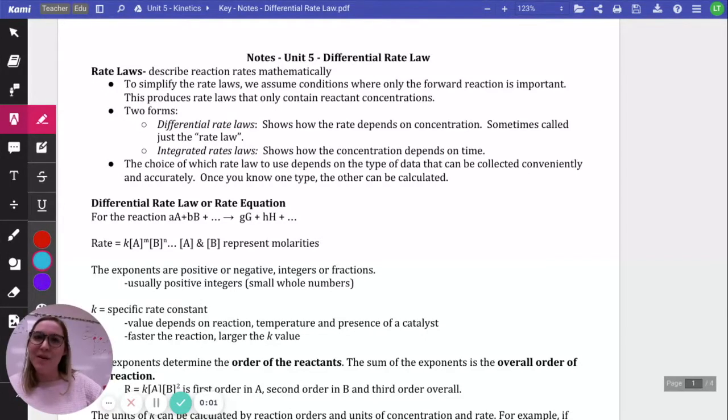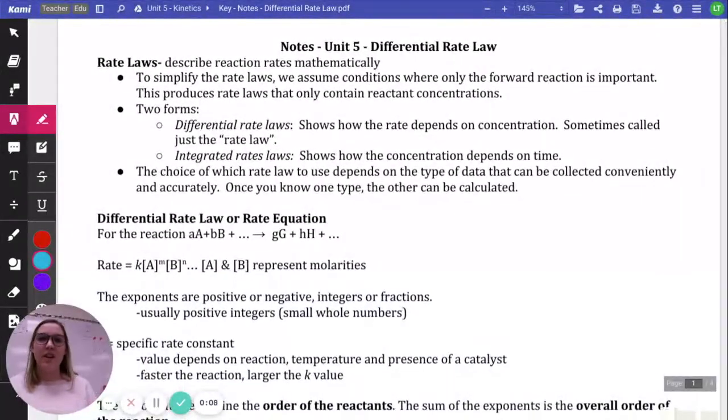Welcome back. In this video, we are going to be talking about differential rate law with kinetics. So basically, rate laws describe our reaction rates mathematically.